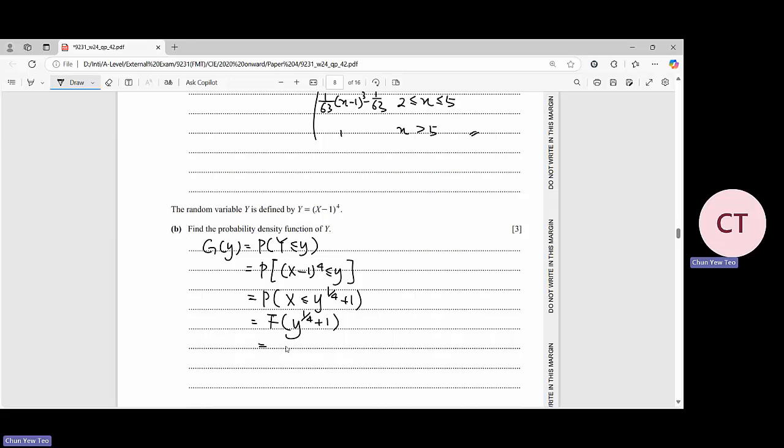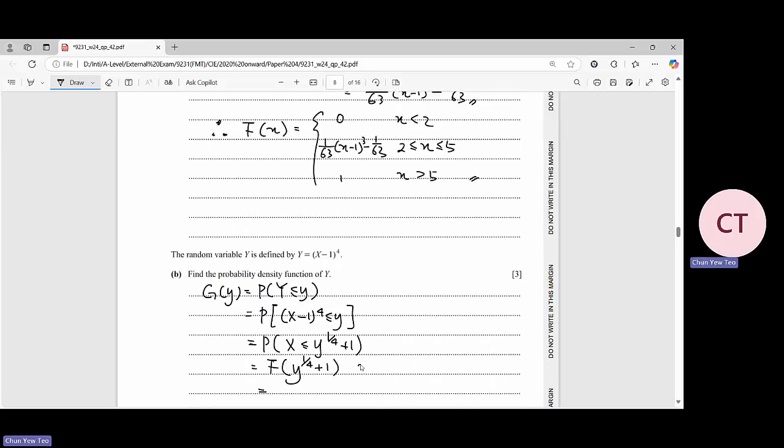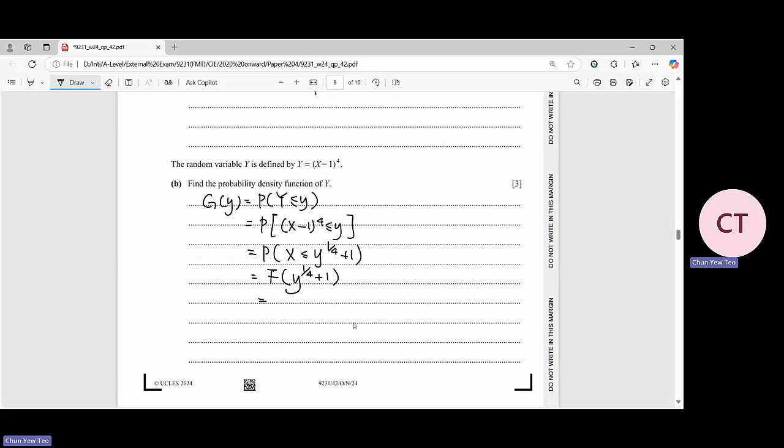Then substitute them inside. Substitute this value inside the piecewise function, the CDF that we found just now. Change all the x to y to the power 1 over 4 plus 1. So this will become 0, then 1 over 63 times (y to the power 1 over 4) cubed minus 1 over 63. Then your x is y to the power 1 over 4 plus 1 less than 2, between 2 and y to the power 1 over 4 plus 1, and this one is y to the power 1 over 4 plus 1 greater than 5.